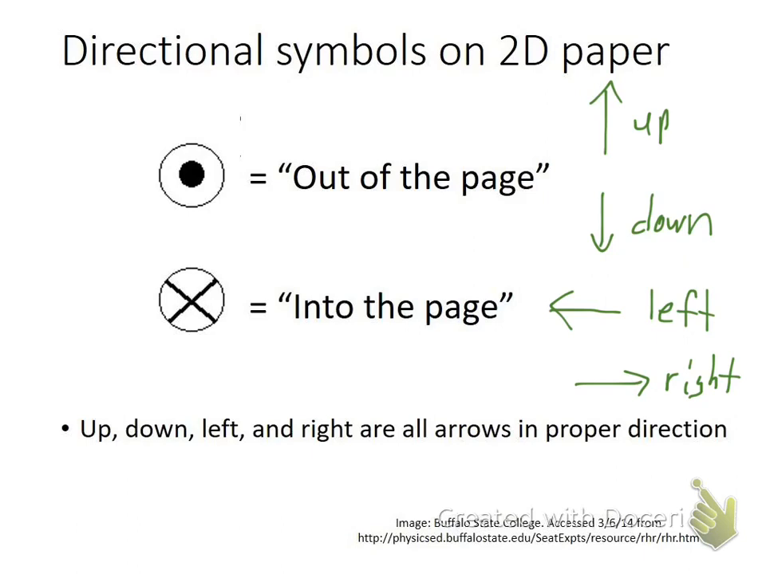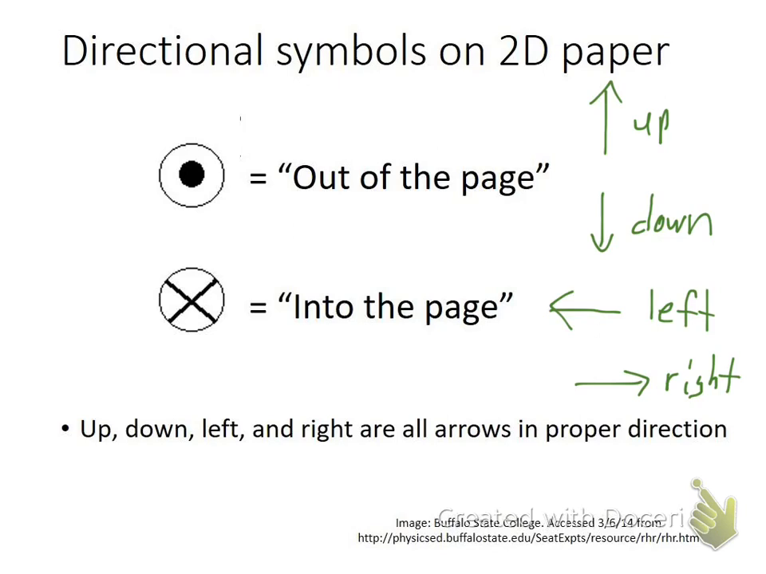Make sure you understand these symbols as well. If I just give you a circle and a dot, I expect you know that's out of the page. If I give you a circle with an X in it, I expect you to know that's into the page. Remember, it kind of looks like arrows in all directions. Up, down, left, right, that's easy. Out of the page looks like a little arrowhead pointing toward you.